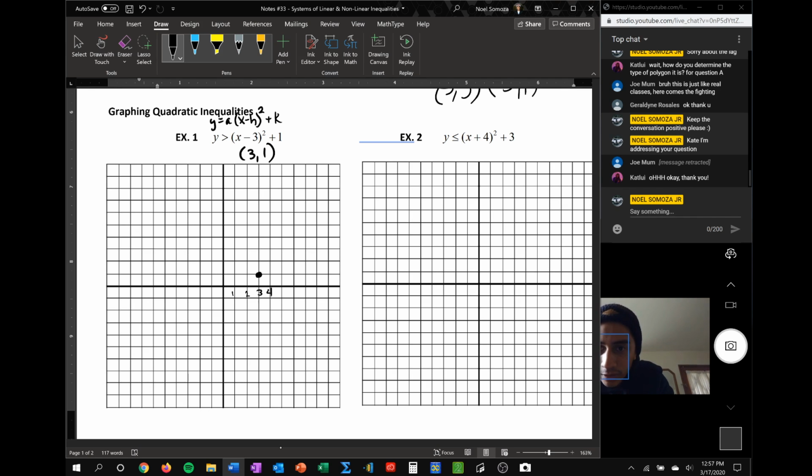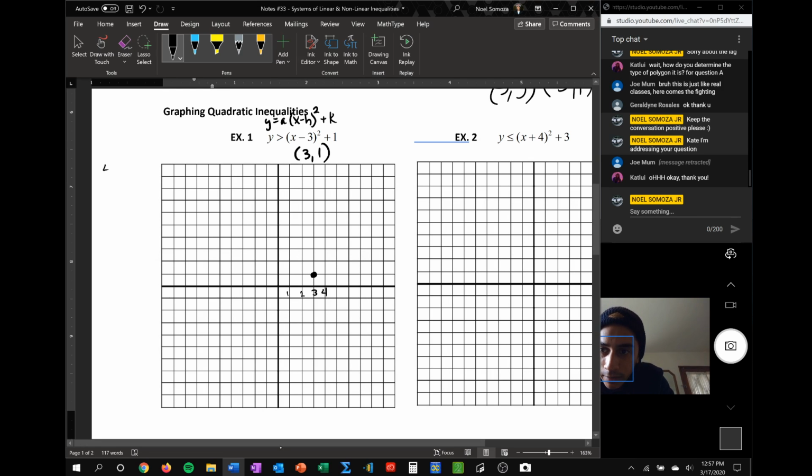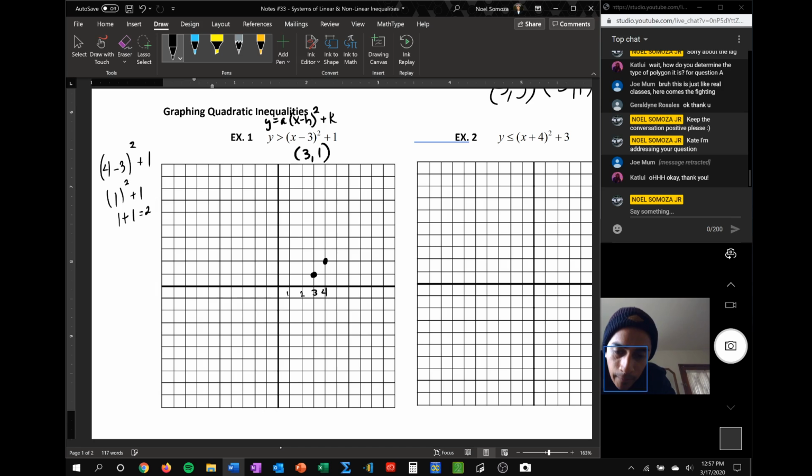All right, so just a little bit of scratch work here on the side. When I plug in 4, I get (4 minus 3) squared plus 1. 4 minus 3 is just 1, squared plus 1. Well, 1 squared is 1, so 1 plus 1 is 2. So when I plug in 4, I get 2, so I can put that point at 4, up 2.